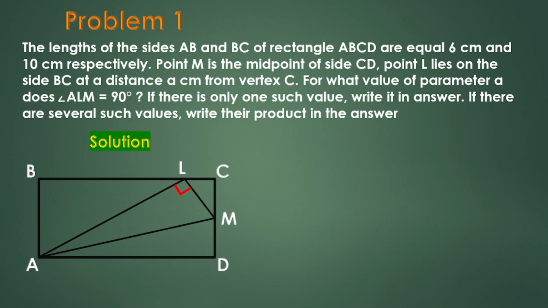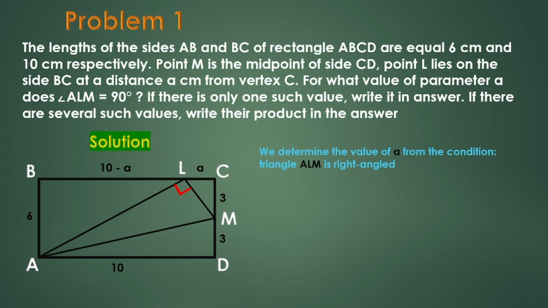And so I draw a rectangle ABCD. Its side AB, according to the condition of the problem, is equal to 6. AD equals 10. Point M is the midpoint of side CD, so CM equals MD equals 3. And we denote LC as A. If LC equals A, then BL equals 10 minus A. So we determine the value of A from the condition that triangle ALM is right-angled.